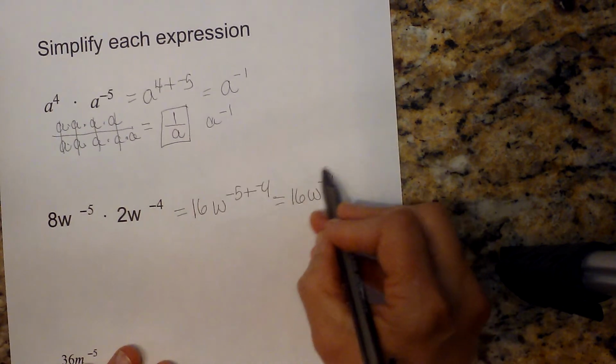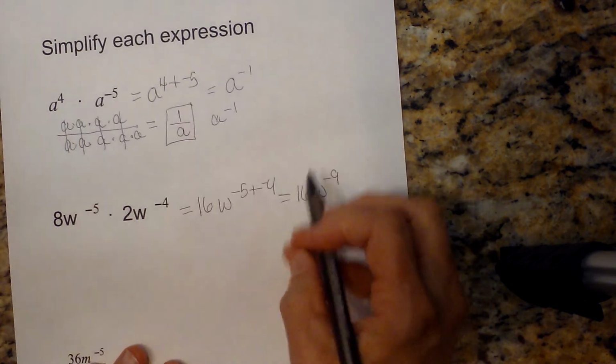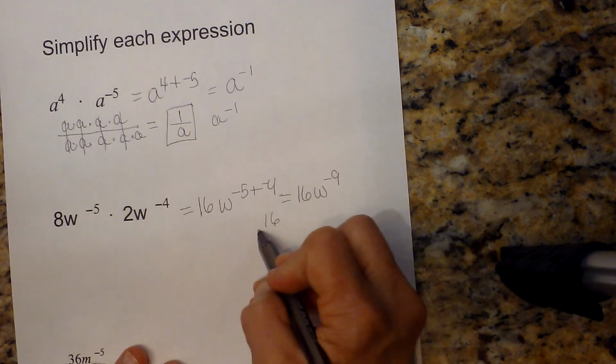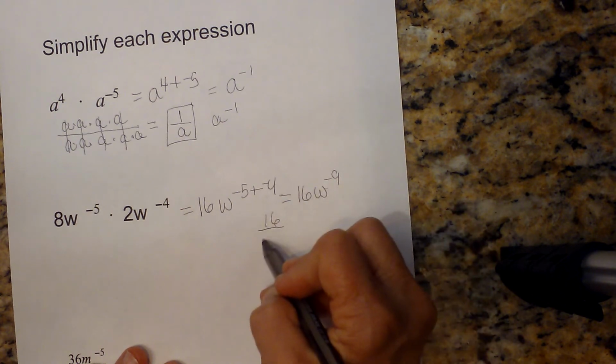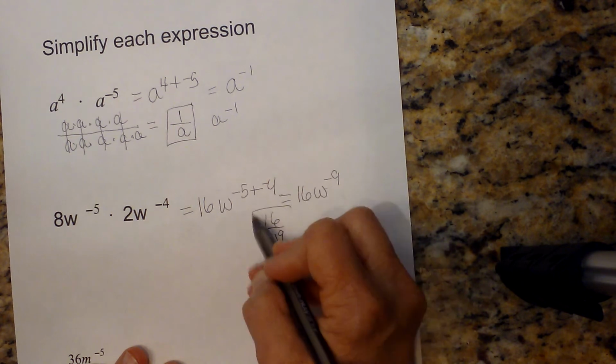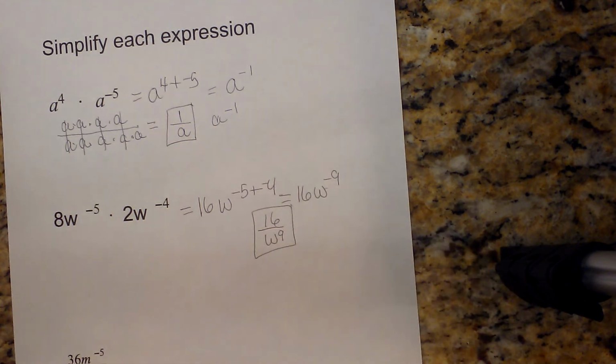Now, if we want to write this as a positive exponent, we write 16 on top of the fraction, and that w to the 9th goes in the denominator. And that's how we write our answer.